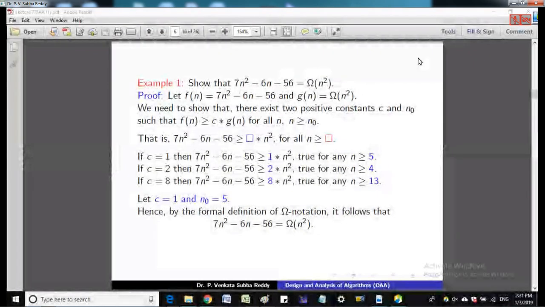So we have given some other option, C equal to 1, n naught equal to 5. This option also works.